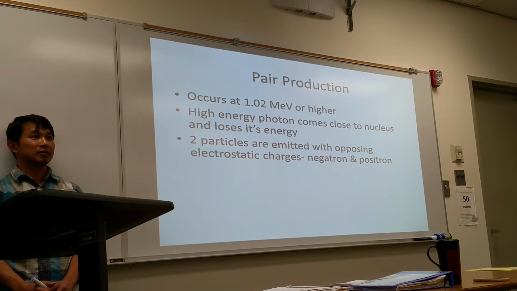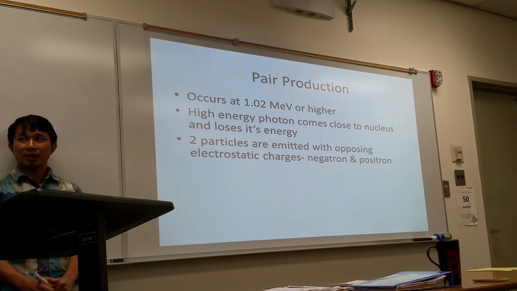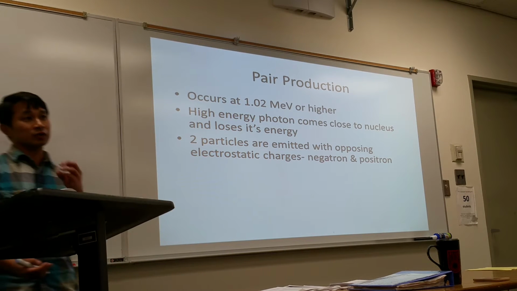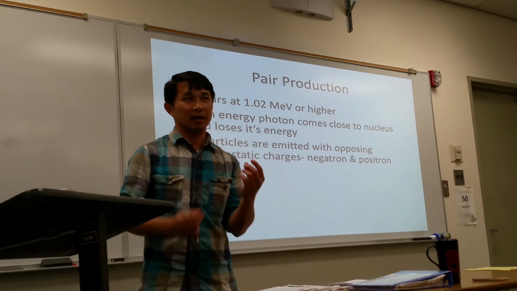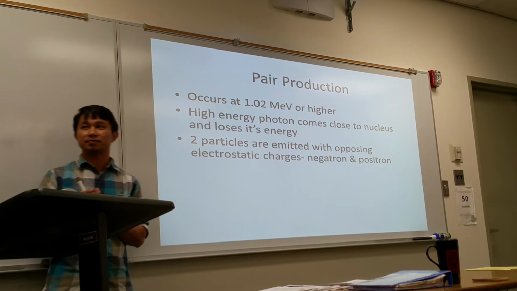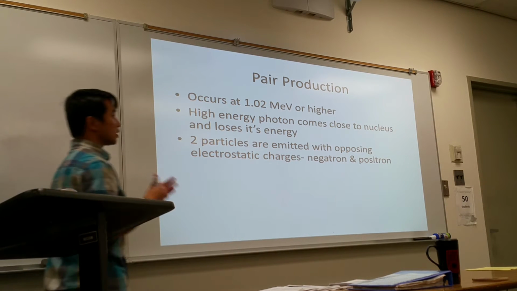In diagnostic X-ray, we only use up to what? kV. With pair production, the high energy comes very close to the nucleus, so it goes beyond the inner shells, but it interacts very close to the nucleus. Not next to the nucleus, but close to the nucleus. As it interacts close to the nucleus, it begins to lose energy.